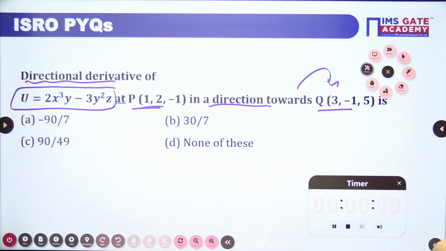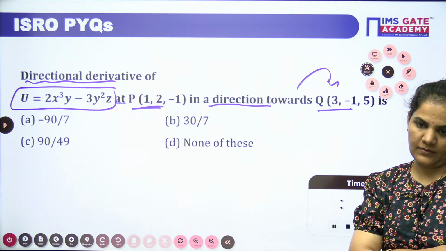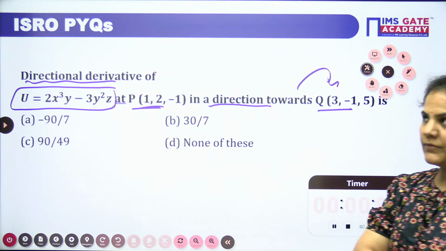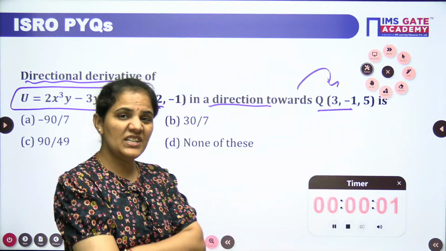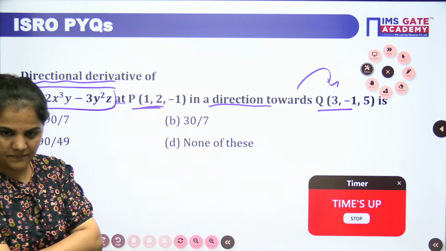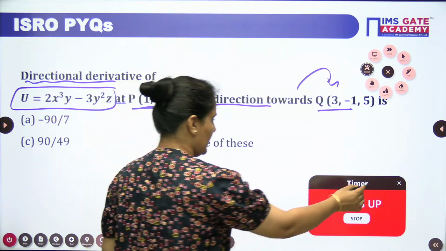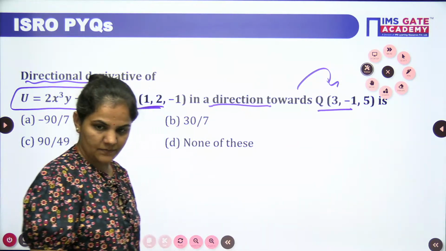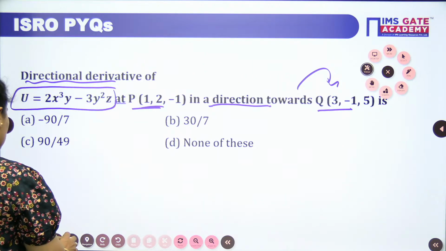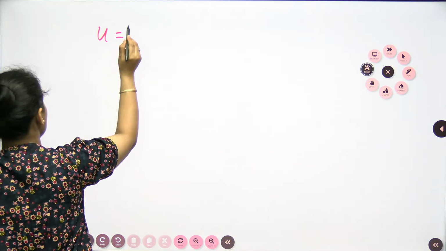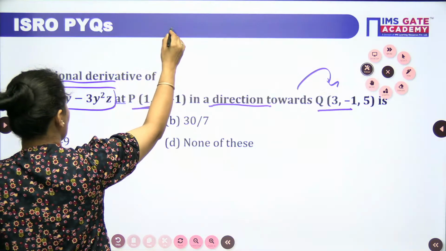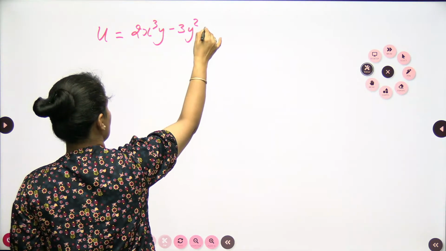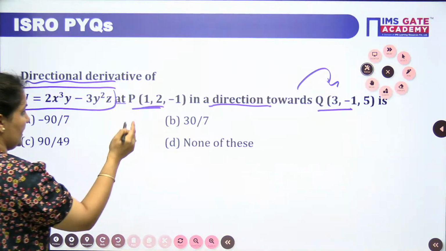Yes, dear students, what is the result? You should know, before approaching this question, the concept of directional derivative and gradient. Let's approach it. Okay, so I can see my function is 2x cube y minus 3y square z. I need to find out the gradient in this direction.